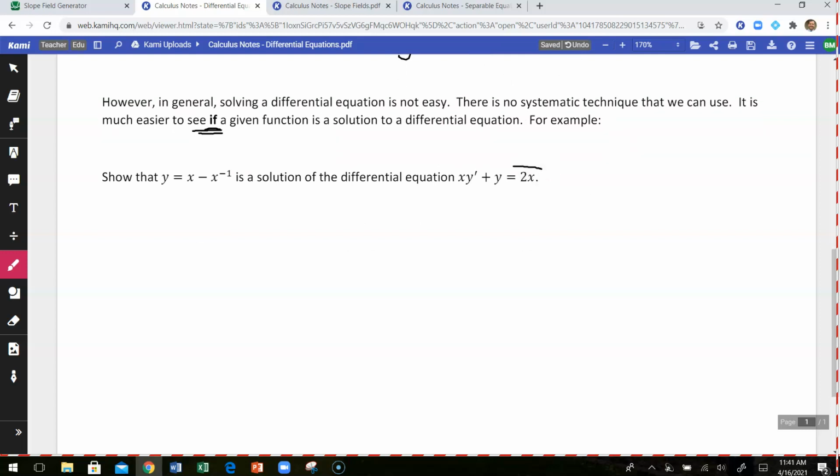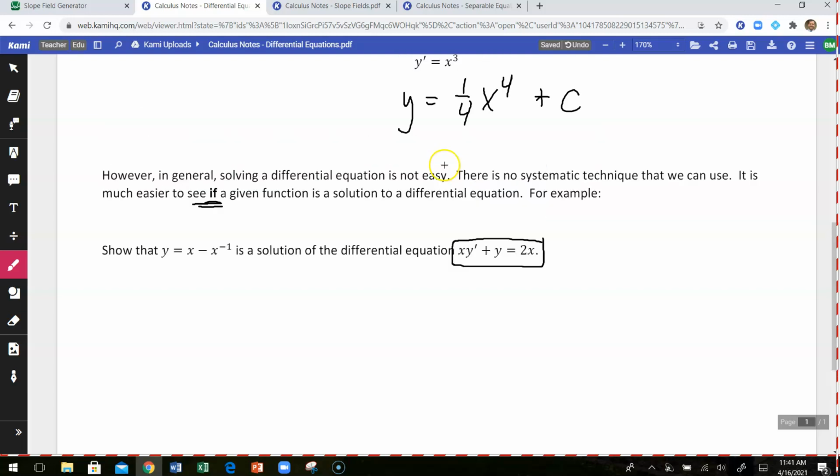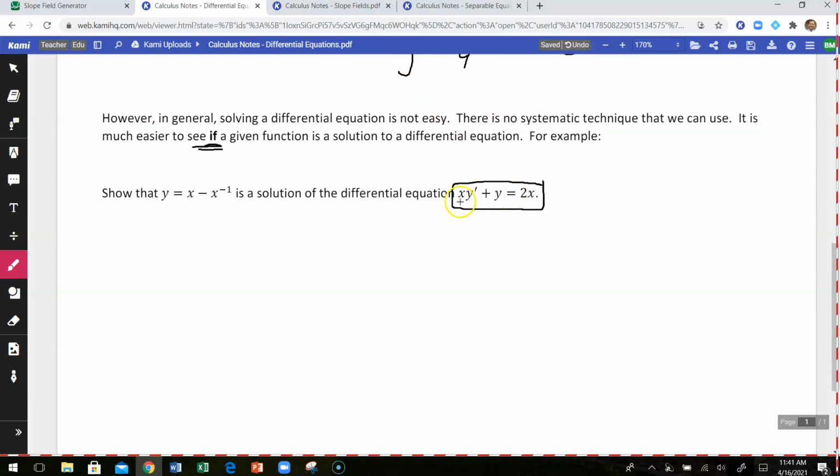So what we would do in that case is we're given some differential equation where I have an unknown function y and one of its derivatives y prime. Okay, so here's my differential equation. Instead of trying to solve this and say, hey, all of my solutions look like y equals 1/4 x to the 4th plus c, or whatever that would happen to be, right? Instead of saying that, what I'm going to do is check to see if certain equations are solutions. So here we have y equals x minus x to the negative first. I want to check to see if that is a solution to this differential equation.